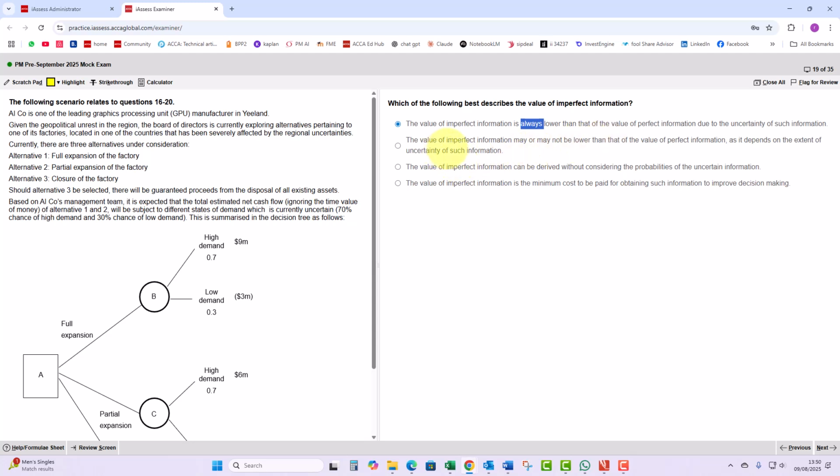Let's look at the others. The value of imperfect information may or may not be lower than that of the value of perfect information, as it depends on the extent of uncertainty. That's not true. That's in conflict with the correct one above.